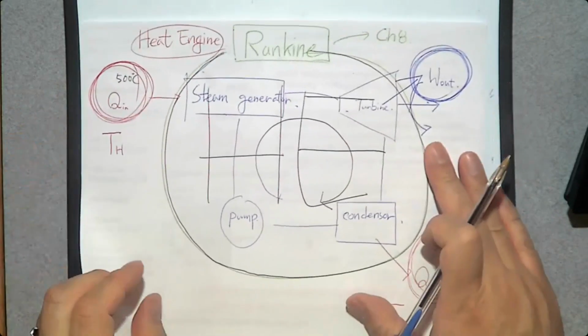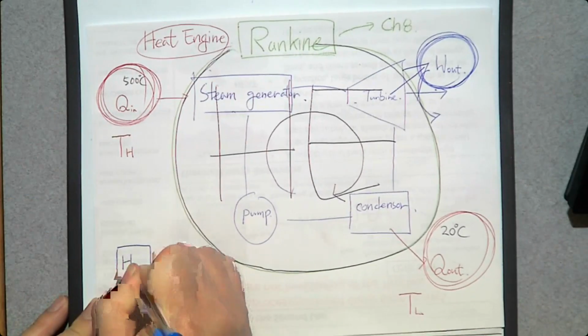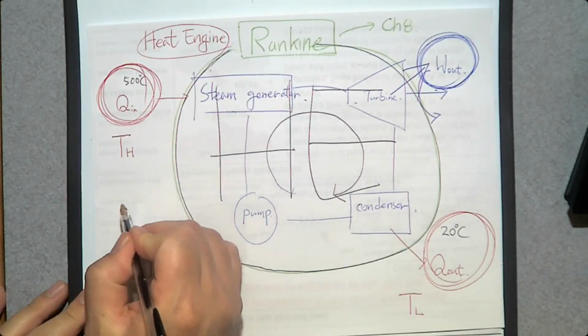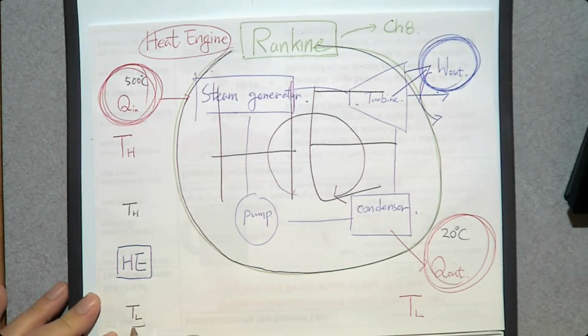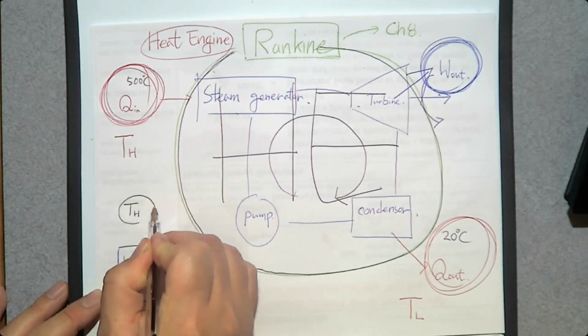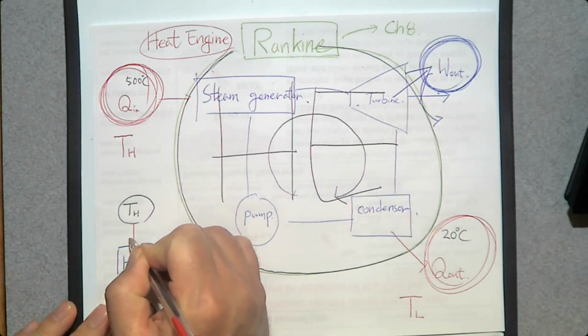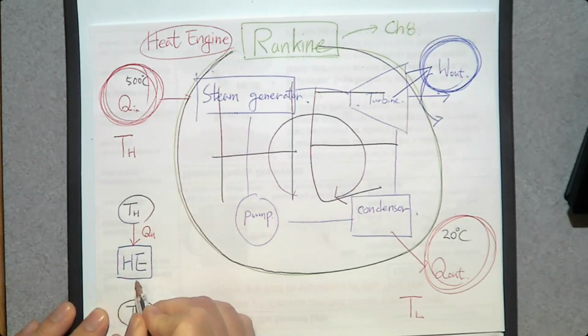So if we rewrite this in the simplest form, we have a heat engine. It has two thermal energy reservoirs. One is at high temperature, TH. The other one is at low temperature, TL. And the heat transfer direction is from high temperature to heat engine, from heat engine to low temperature. High temperature to heat engine for the amount of QH. From heat engine to low temperature for the amount of QL.